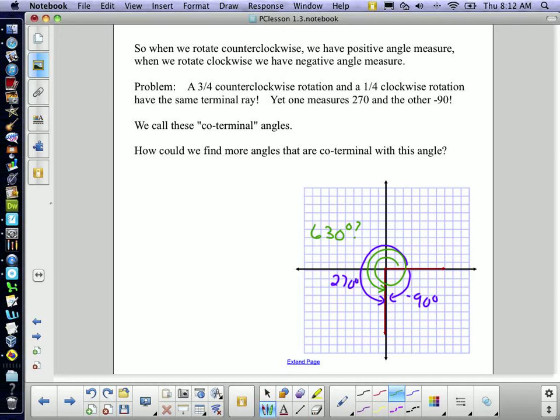It's pretty simple. The primary angle is usually considered the one between 0 and 360. That's usually our primary measurement. Although sometimes we might choose between negative 90 and 270 for some things in the future. So, just so you know.